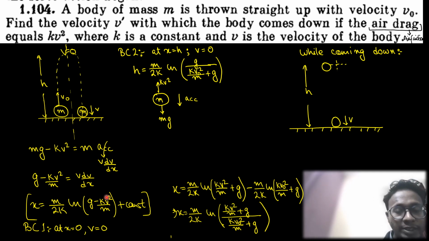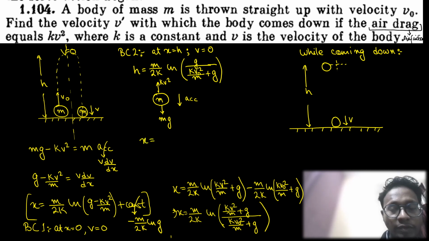So as soon as you put x equals 0 and v equals 0 out here, we get the value. The constant will come out as minus m by 2k ln g. See, if you put v equals 0 and x equals 0, the value of the constant is equal to m by 2k ln g, and m by 2k ln g will be sent to that side and become minus m by 2k ln g. So the equation of motion during downward motion becomes x equals m by 2k ln of (g minus kv square by m) divided by g.